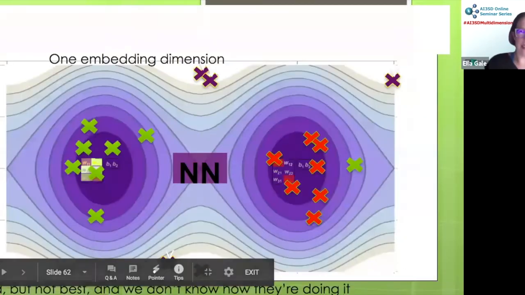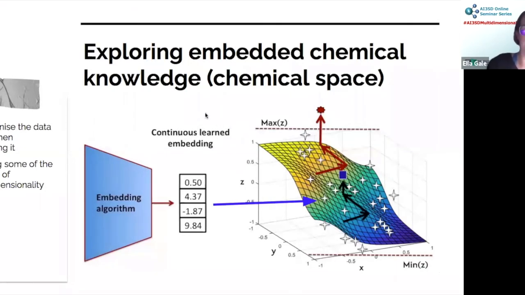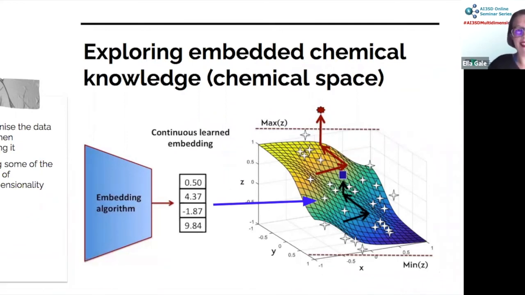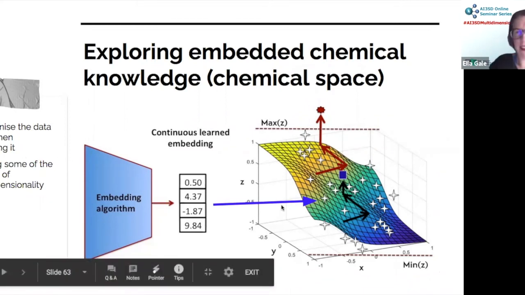Now, here is a different type of view. So I showed you earlier, we had inputs into our embedding algorithm here, that may or may not be a neural network. And we get this continuous learned embedding that is a 4-dimensional space in this case. You'd normally use bigger than 4 dimensions. Now, it happens that when neural networks do this, they embed the data nicely. Okay, so what do I mean by nicely?